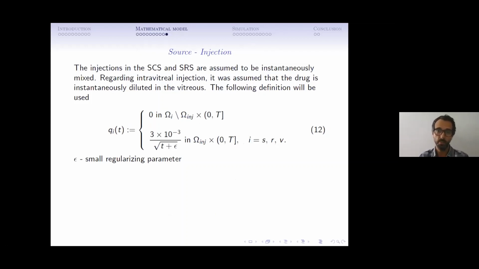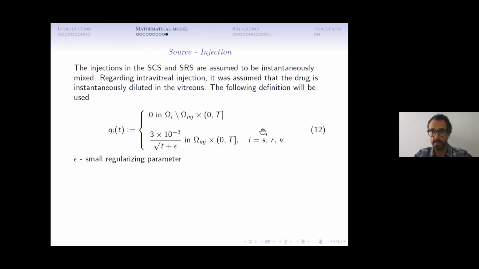So, to define the source term that allows us to simulate the injection, we will use this definition that can appear in the sclera if the injection is given in the suprachoroidal space, or in the retina, or in the vitreous, depending on the kind of case we want to simulate.